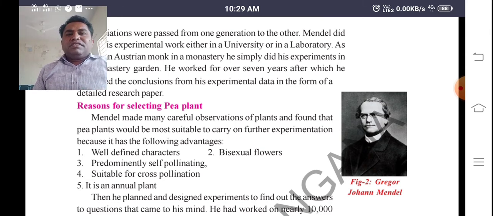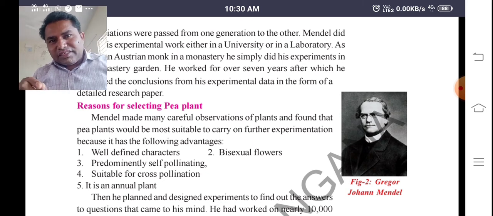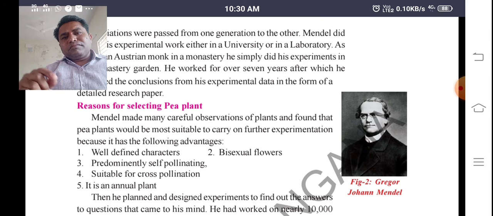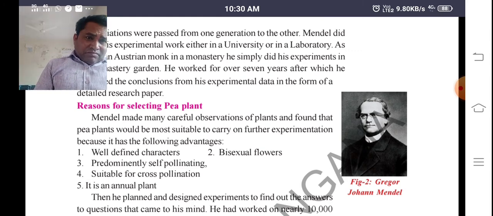Next, the pea plant bears bisexual flowers. As you already know, a bisexual flower means a flower having 2 sex organs, that is androecium and gynoecium. That flower is called a bisexual flower. So the pea plant has these bisexual flowers. Next, the third character: predominantly self-pollinating.